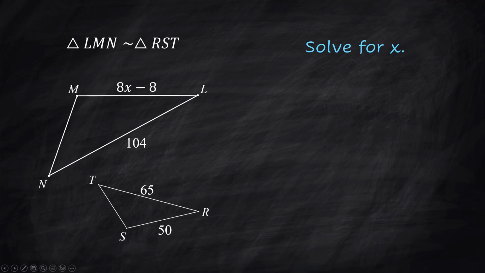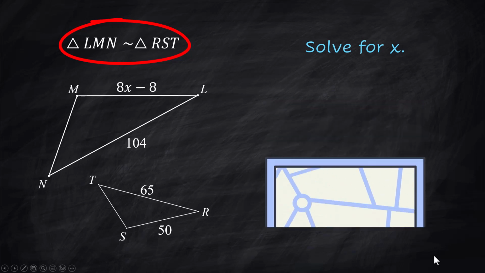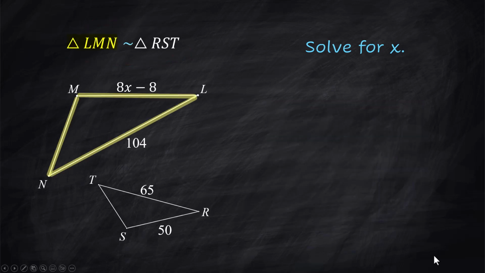A similarity statement like this one is your map to how to read the diagram. Triangle LMN is similar to triangle RST. This is a map because the order of the letters tells you how to read it. Side LM is similar to side RS. So the 8x minus 8 is going to correspond to the 50.